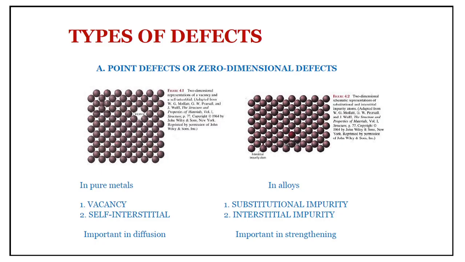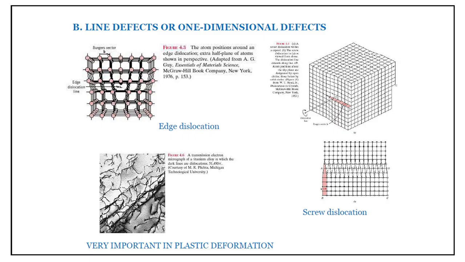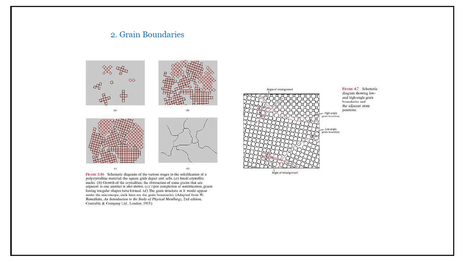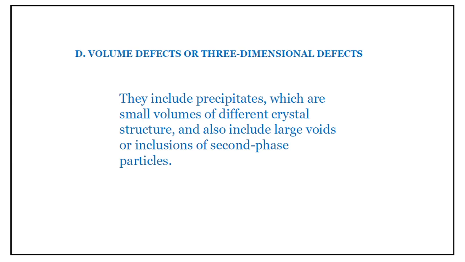Okay, defects, types of defects. Okay, so there are 4 types of defects. One is a point defect or a 0-dimensional defect. Second one is a line defect or 1-dimensional defect, third one is planar or surface defects or 2-dimensional defects, and the fourth one is volume defects or 3-dimensional defects. We will see these types of defects one by one in detail.